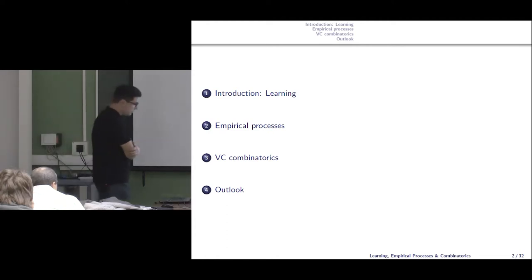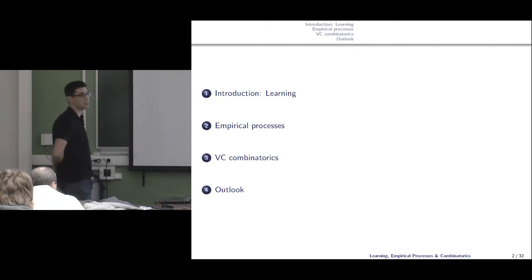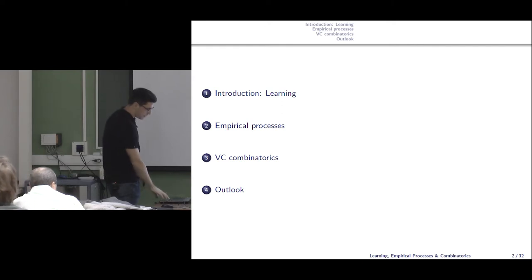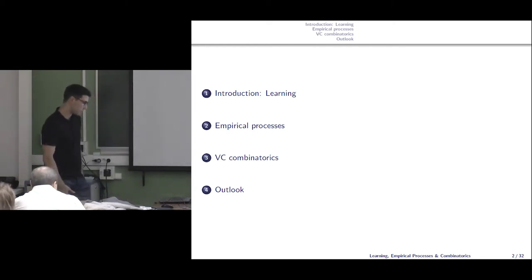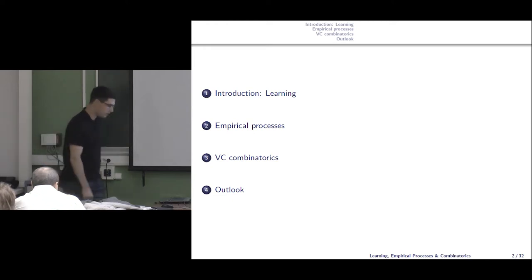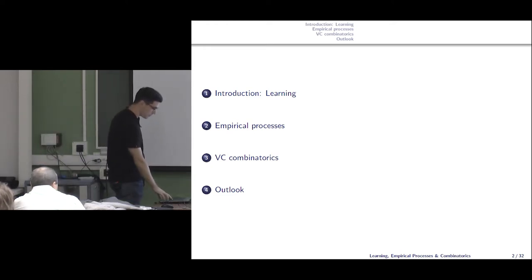Okay, so these are the four talks I'd like to discuss. First, an introduction about learning that will be motivating the material presented next. The second part, empirical processes, will recall some, well, I would say today very well established and known facts about a theory that naturally applies to statistical learning in some specific context. And then I'll talk about Vapnik-Chervonenkis combinatorics, which also is well established, but some more recent refinements of the theory allow it to still be a modern topic.